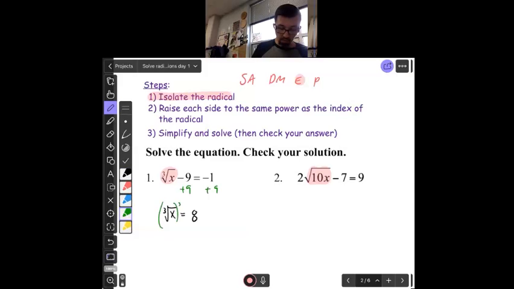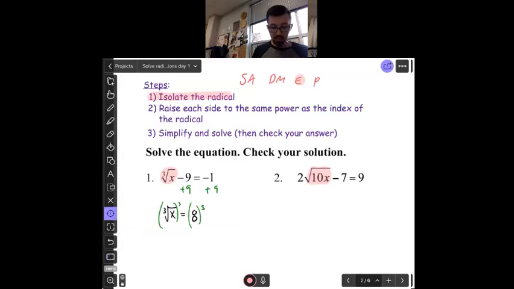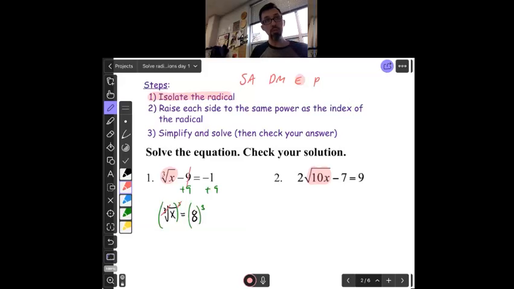So, cube that, cube that. Why am I doing that? Well, the same reason I added 9 to cancel that 9, right? We do this to cancel something on one side. That 3 is going to cancel that third root. And so what am I left with there but x? So then what is 8 cubed? You can use your chart to tell you what 8 cubed is, or you can use your calculator to tell you what 8 cubed is.